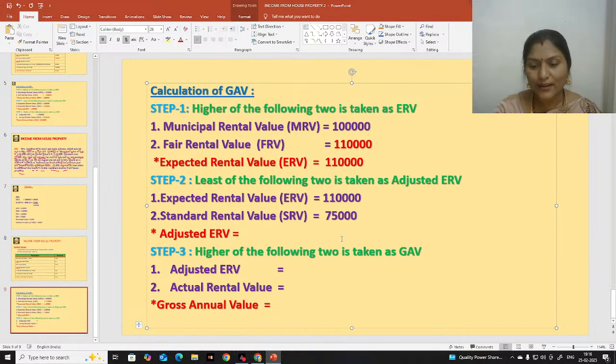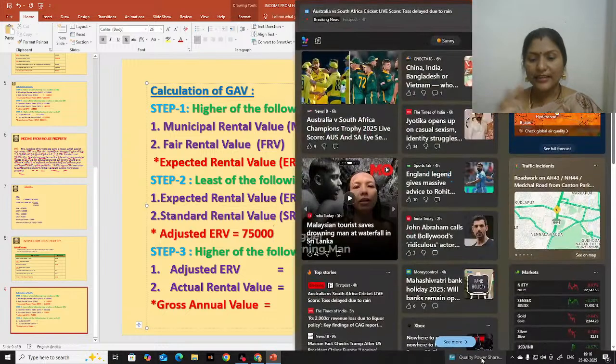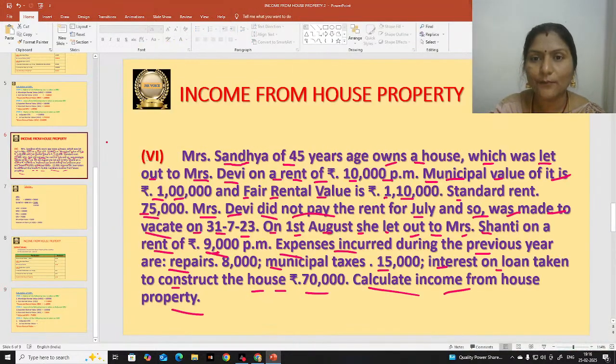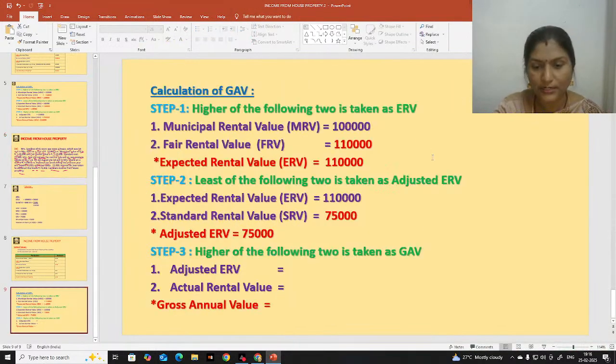So here we are going to select the least one. Which is the least one? 75,000. Yeah, very good. Somebody has given the answer. Very good. Here 75,000 we can select. I am changing the color of 75,000. Yes, SRV. So we selected SRV because that is the least amount. So we can name it as adjusted ERV. Adjusted ERV is 75,000 because we selected the least one. Second step also finished. So after completing the second step, we will go to the third step.